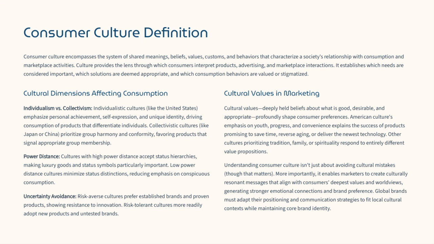One is uncertainty avoidance. Cultures that are risk-averse prefer familiar, established brands and proven products. They tend to resist innovation. Conversely, risk-tolerant cultures are more open to trying new products and untested brands. Another is power distance. In cultures with high power distance, people accept clear hierarchies and status differences. That makes luxury items and status symbols particularly appealing.